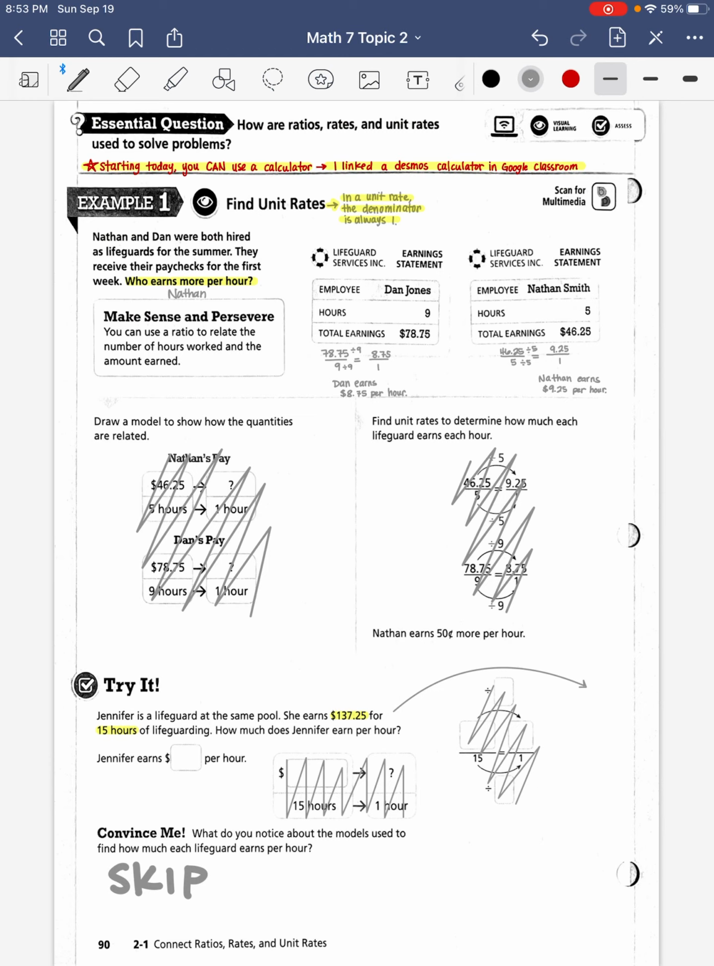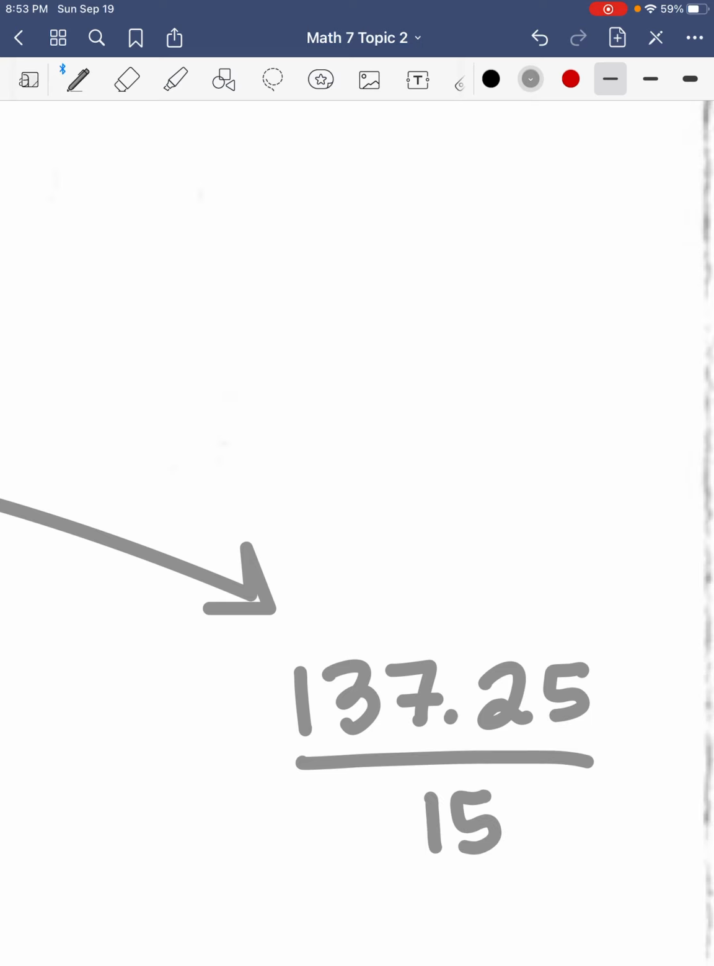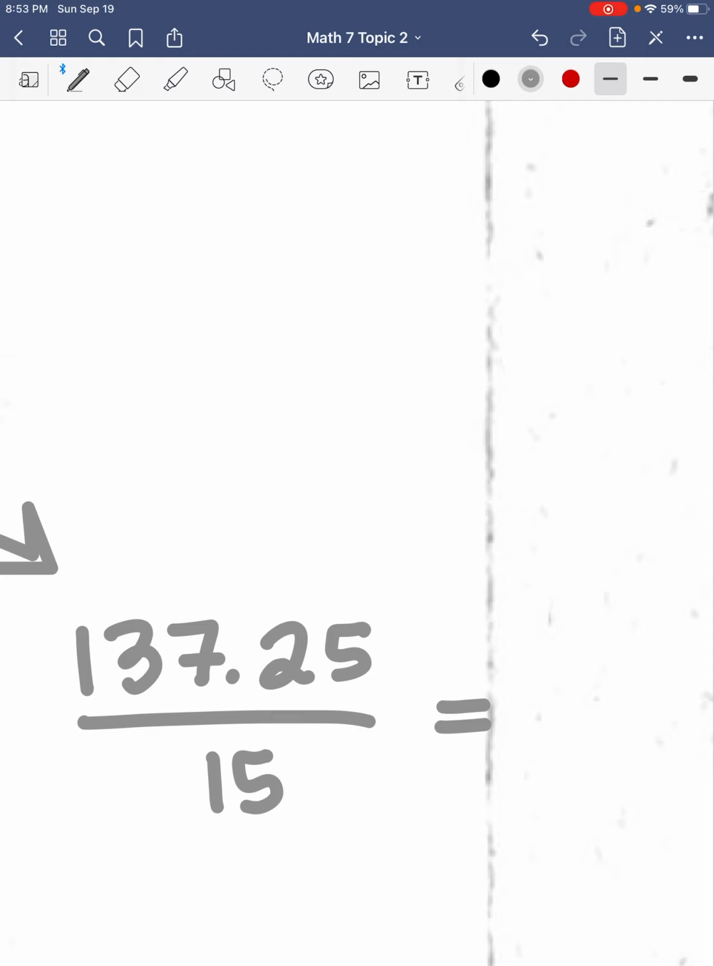Let's look at the try it. Jennifer is a lifeguard at the same pool. She earns $137.25 for 15 hours of lifeguarding. How much does Jennifer earn per hour? So the information that's highlighted, we're going to use to make a fraction. $137.25 for 15 hours of work. I want to know how much she would earn in just 1 hour.